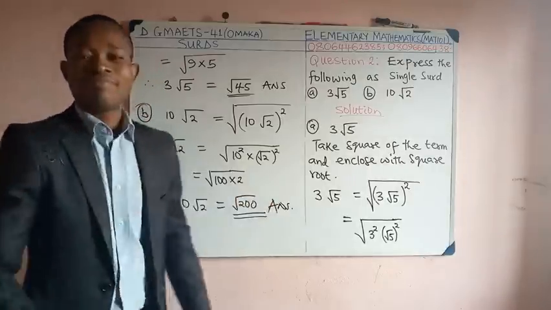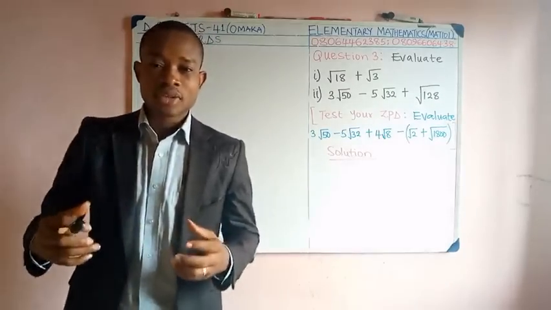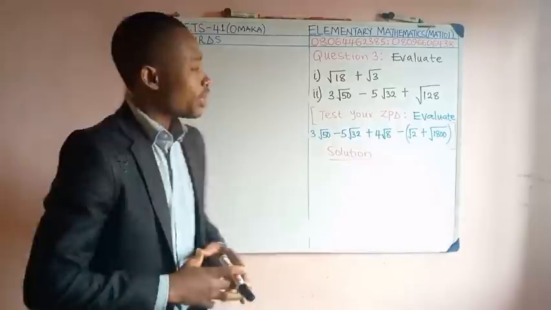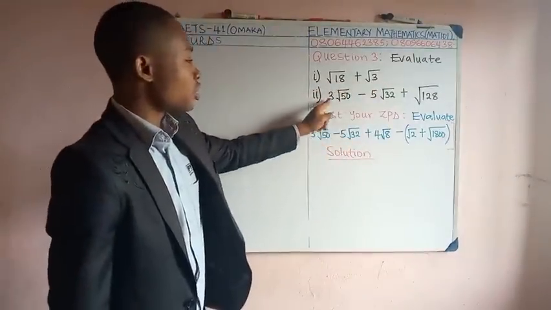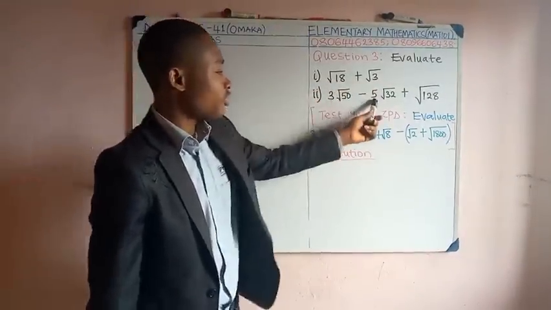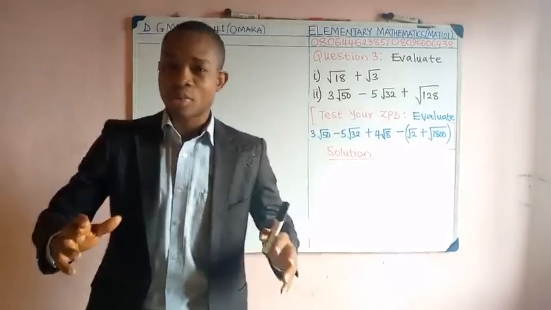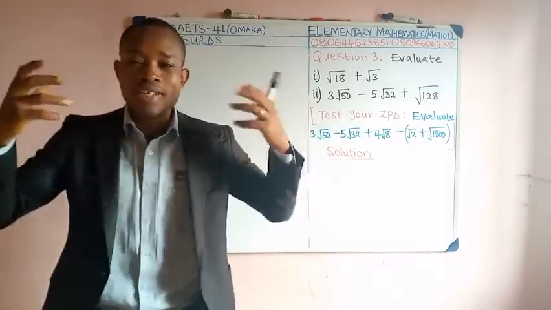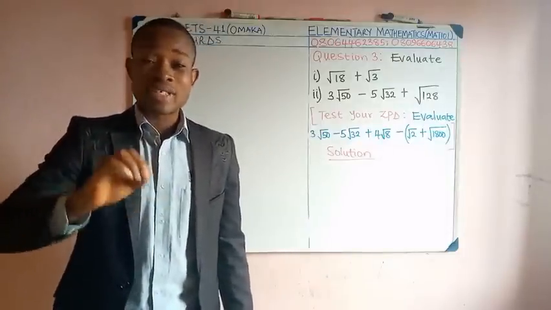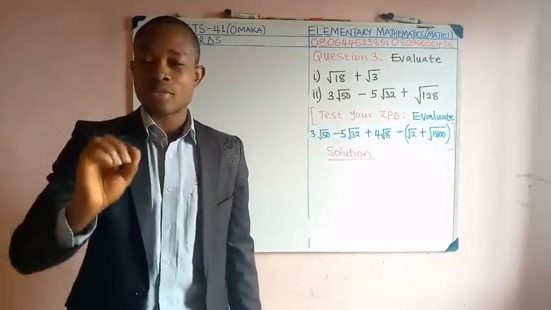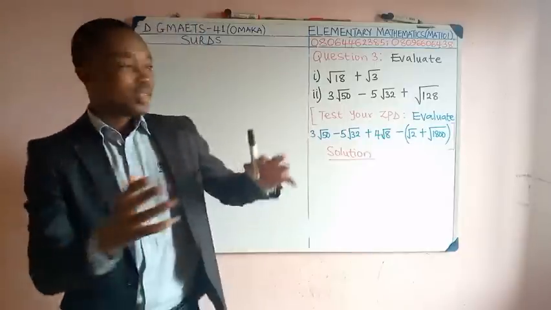So that's that. We now want to consider the third question. Here, we have to evaluate root 18 plus root 3. Then the second part, 3 root 50 minus 5 root 32 plus root 128. This is based on addition and subtraction of surds, and of course we need to apply the knowledge of addition and subtraction of surds. When we introduced the laws of surds, we stated that surds can only be added or subtracted if their surdic parts are equal. So that's the knowledge we're going to apply here.